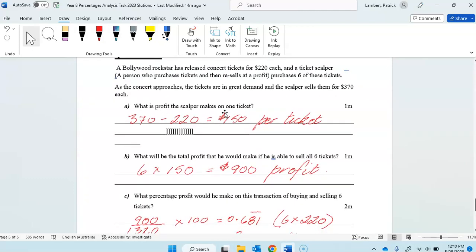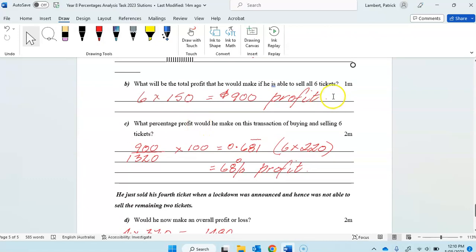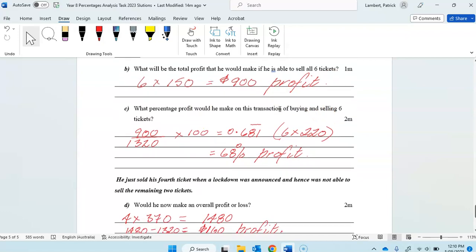Okay, a person buys tickets. They were $220, and bought 6 of them, and the scalper was able to sell them for $370. So it's $150 profit per ticket. So 6 times 150, therefore the profit is $900.